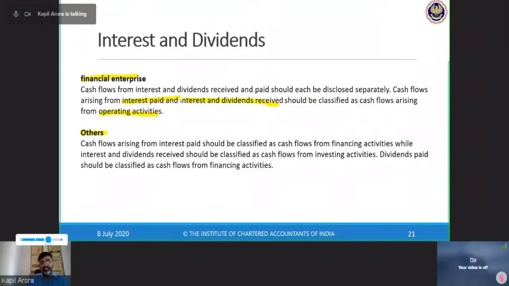Whereas other entities, we have already discussed this. For other activities, if I am receiving interest or dividend, it is investing activities. Whereas interest paid and dividend paid should always be considered financing activities. We have already discussed this.